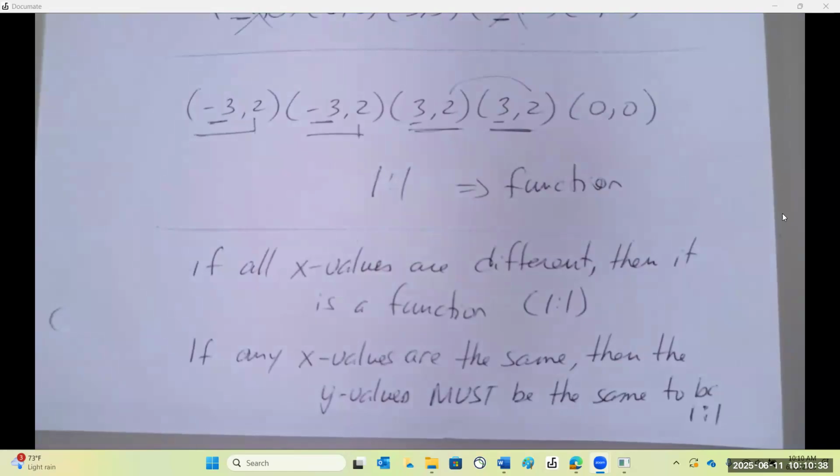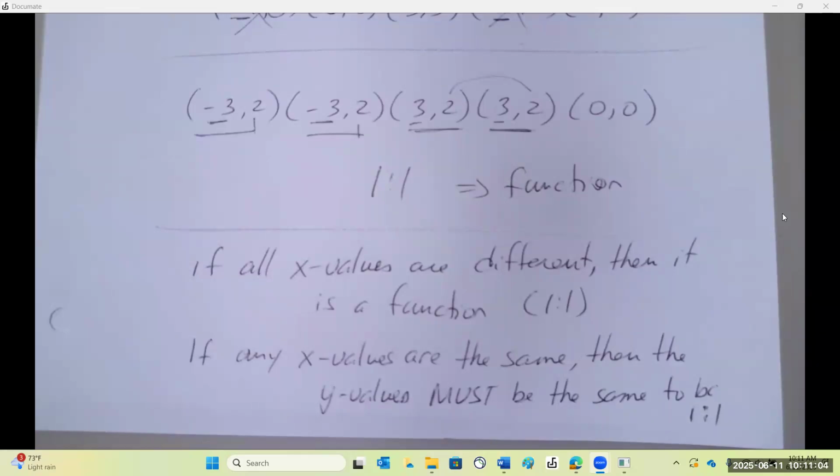So if you see two x values are the same, look at the y values. If the y values are different, it's not a function. They have to be the same. If x is the same, then the y's have to be the same. So far, so good?